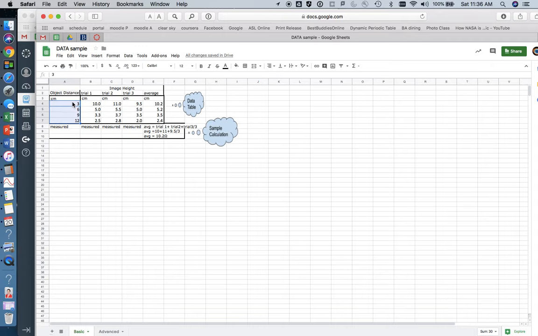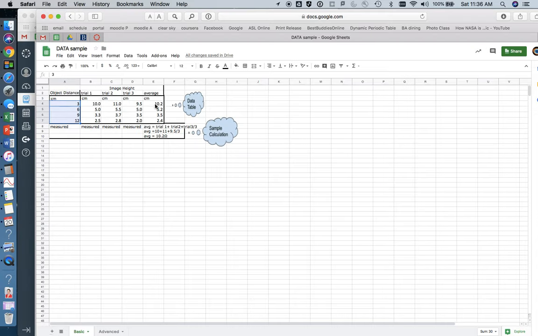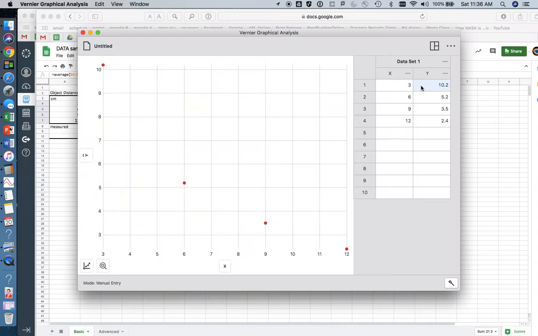So I'm going to highlight the IV. I'm going to push Command C, and then I'm going to go back into Graphical Analysis and put it in. There it goes. And then we want to graph the averages of image height. So I'm going to put that in there, go back to Vernier Graphical Analysis, and there you go. Now look at how nice this is. It already graphs it for us. It's scaled the axes, and that is lovely.